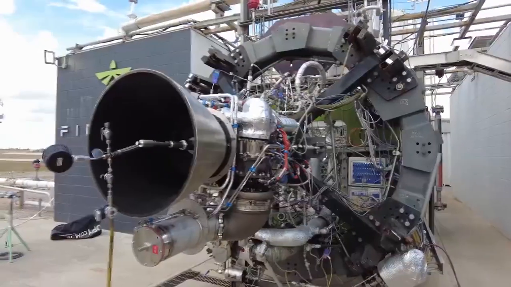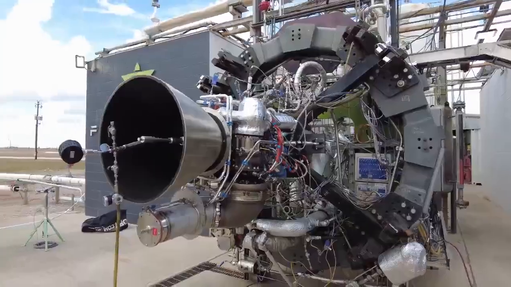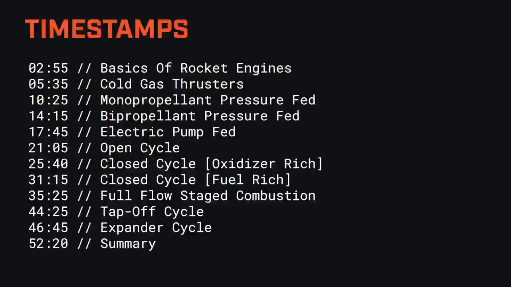Because maybe you were like me and after that video you still couldn't quite grasp why full flow was advantageous over just closed cycle. Or maybe you don't know what tap-off is or expander cycle. Well, here's your chance to really dive into this topic. So today we're going to talk about cold gas, pressure fed, electric pump fed, open cycle, closed cycle, full flow stage combustion cycle, tap off, and expander cycles. We'll go over their pros and cons and lots of fun examples of each one.